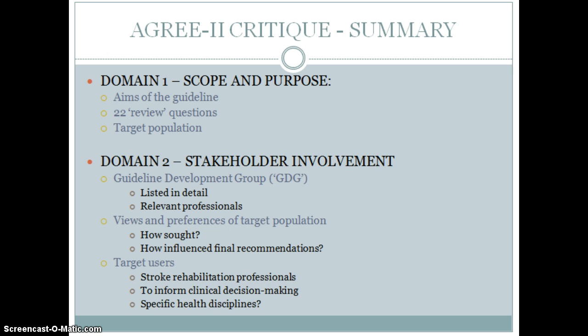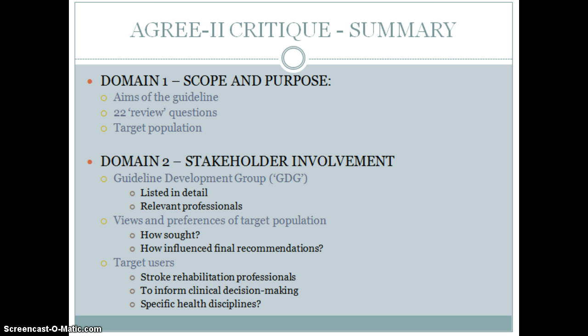In terms of Domain 2, stakeholder involvement, the members of the Guideline Development Group, or GDG, were listed within the guideline, mostly in adequate detail, and consist of individuals from a number of relevant professional groups. It is stated a number of times that the GDG sought to incorporate the views and preferences of the target population. However, it is not always clear how these opinions were sought and how they influenced final recommendations.